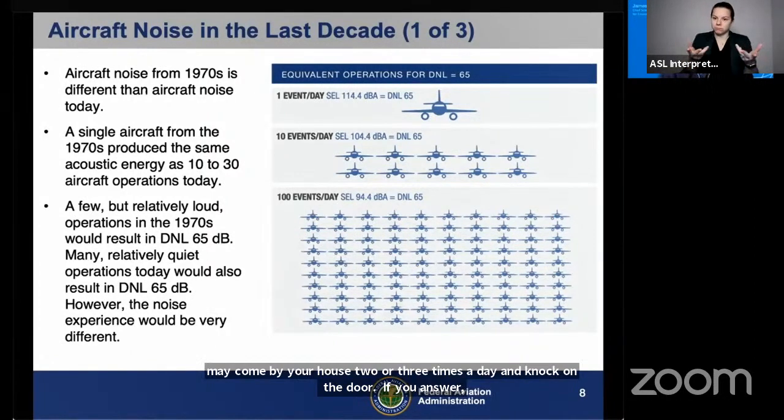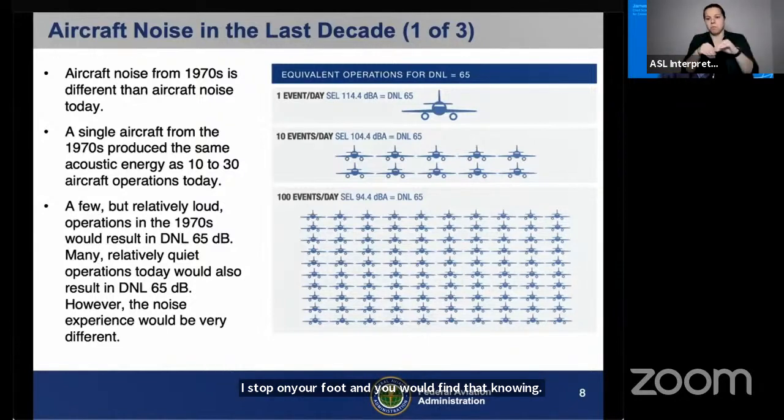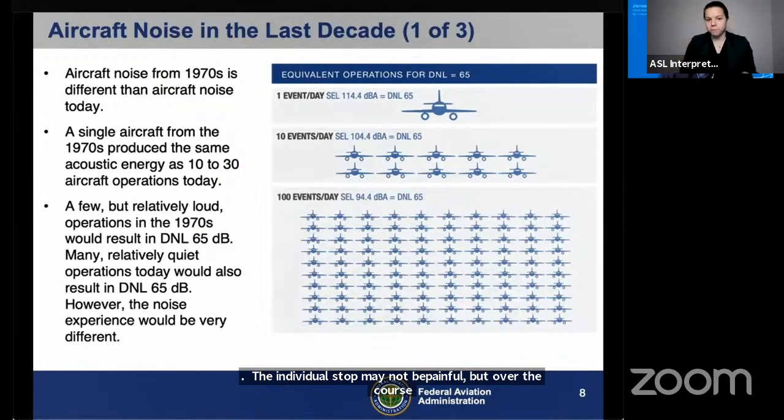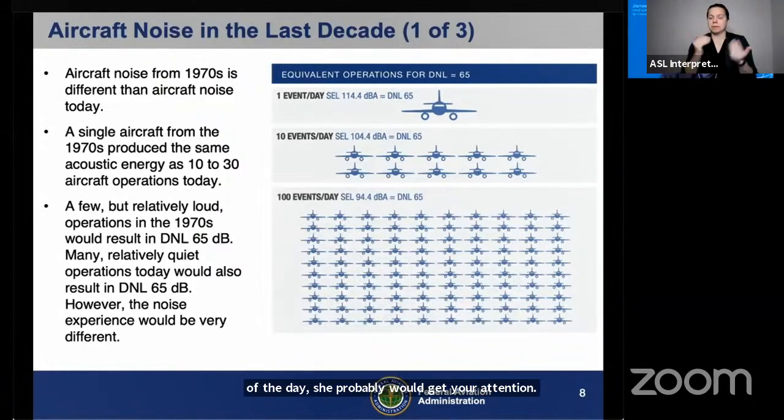However, today it may be more akin to my six-year-old little girl coming to your door, knocking, let's say 100 times during the day, and she might stomp on your foot. Now, any individual stomp may not be painful, but over the course of the day, that many times, you probably get your attention. So it's a different experience today than in the past.